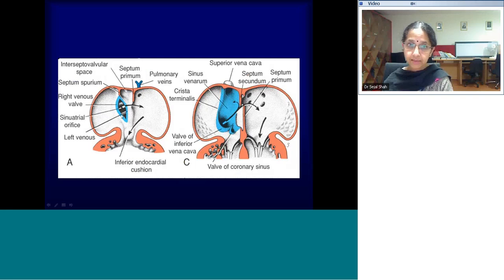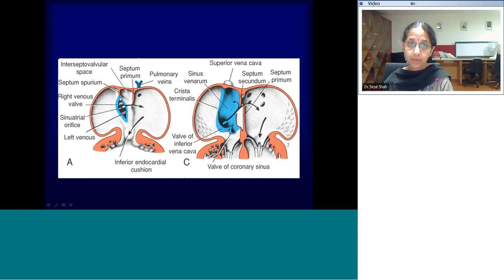Now, if we see in a coronal section, this is how it looks. This is the right side, this is the left side, and this is the septum spurium. This is the venous valve and the sinoatrial orifice. The right side of the venous valve gives rise to the crista terminalis, the opening of the coronary sinus, the valve, and the IVC valve. This is the superior vena cava opening. The septum here is called the septum spurium.